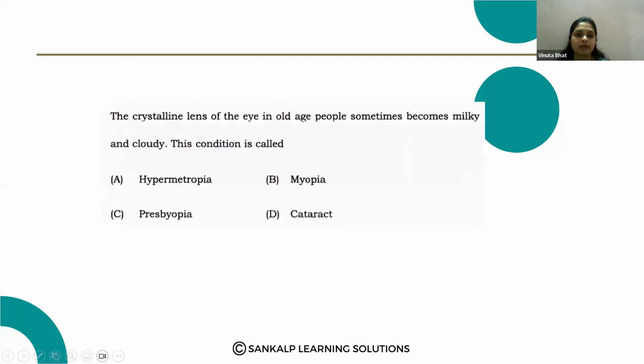Next question. The crystalline lens of the eye in old age people sometimes becomes milky and cloudy. This condition is called cataract. Option D is the correct answer.